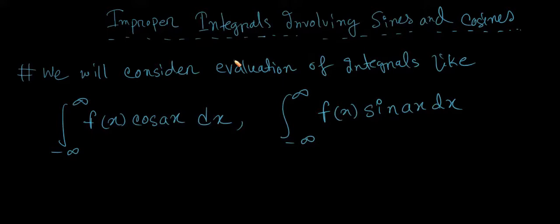So we will continue our discussion on improper integrals, but today we are going to see improper integrals that will involve sines and cosines. And as you can see, I have written it down. The kind of integrals that we're going to consider has the form like this and this. That means there are sines and cosines, and there are some functions f of x, and obviously these are improper integrals, and the limit for this integration ranges from minus infinity to plus infinity. It can also range from 0 to infinity as well. So how can we deal with this thing, and we'll see that in today's video.